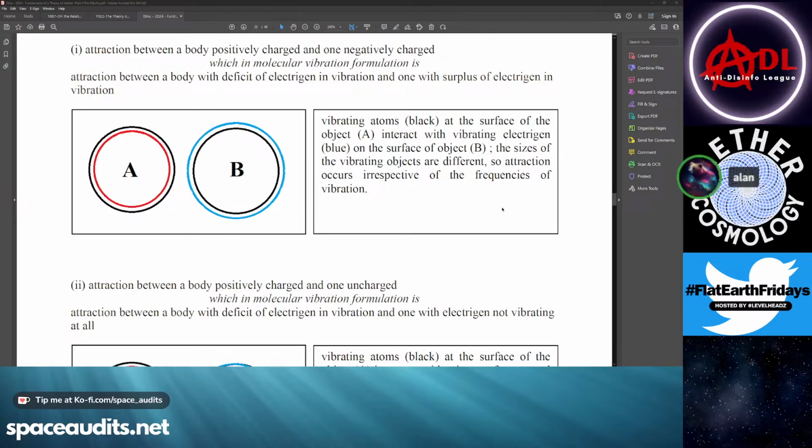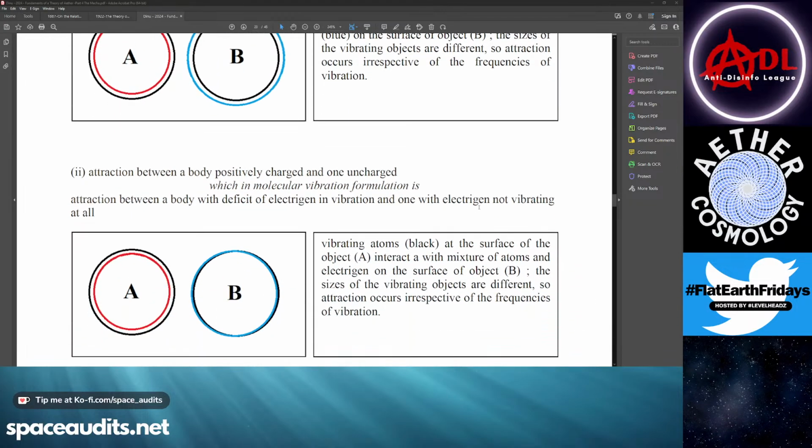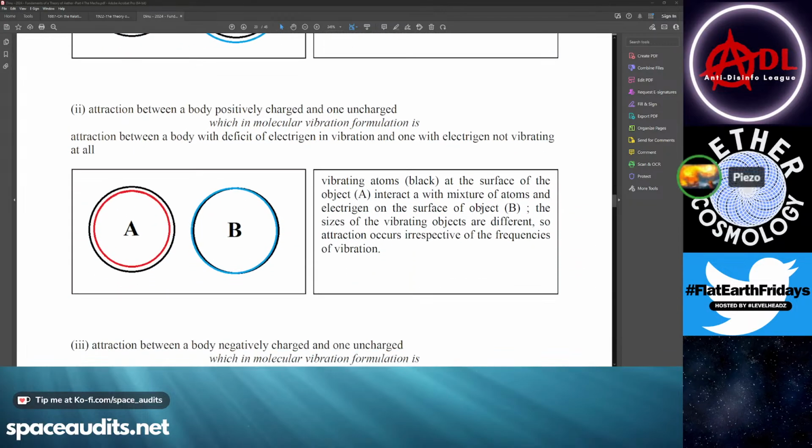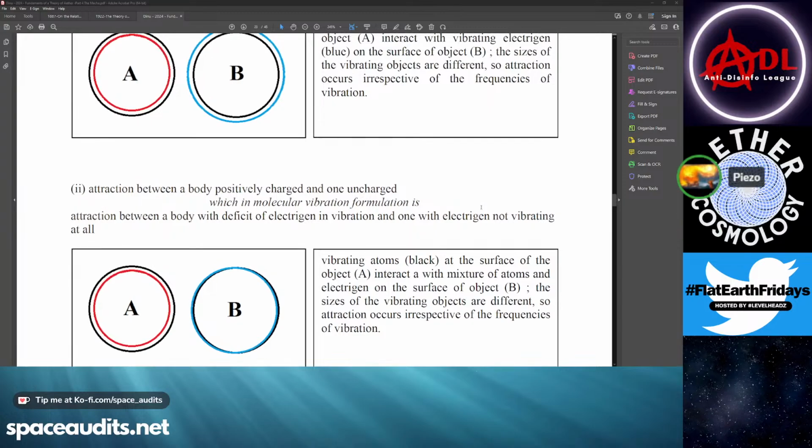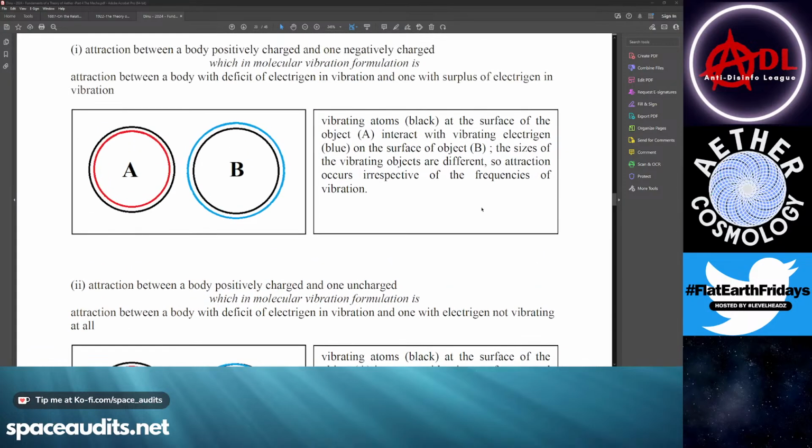Right. Oh. Yeah. Okay. Oh, can you scroll back up real quick? Yep, my bad. I just wanted to see if that stuff on the right is vibrating atoms black at the surface of the object A interact with vibrating electrogen blue on the surface of the object B. The sizes of the vibrating objects are different, so attraction occurs irrespective of the frequencies of vibration. Okay. Got it. Next example, one positive, one uncharged.